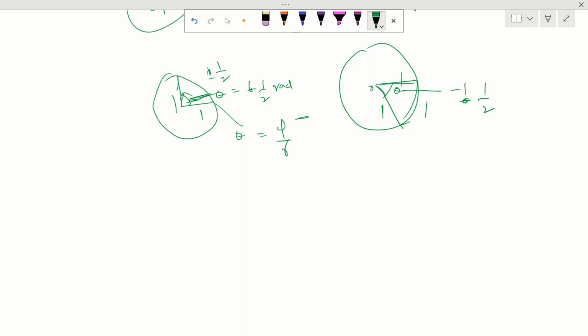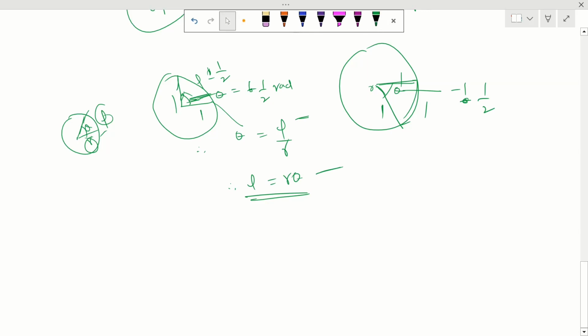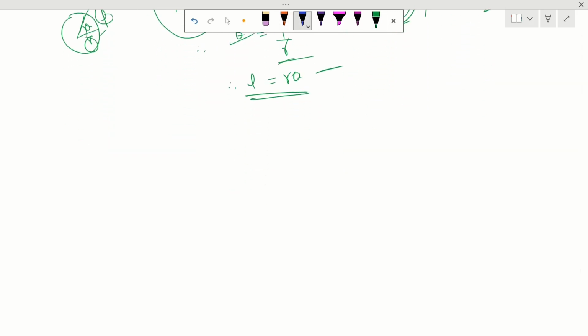So here theta, the measurement of theta is a ratio of this L. In this, this is the radius, and this is the arc length. The ratio of L by R is theta, and L is what? L is R into theta. This expression is very important. Theta is the ratio of arc length to the radius. So this is very important.